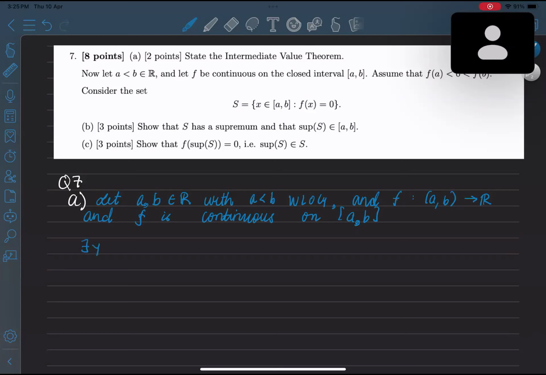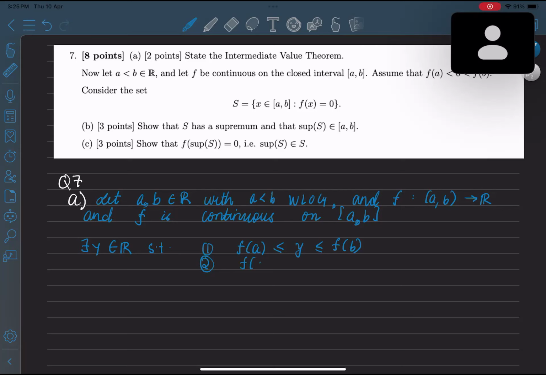So there exists this y in R such that, now either of these can be true, but basically your y is sandwiched between your f of a and your f of b. And both of these are obviously not true at the same time. So it's an or situation. Then what this says is that there exists a C in this interval such that f of C is equal to y. So this is essentially what the IVT says.